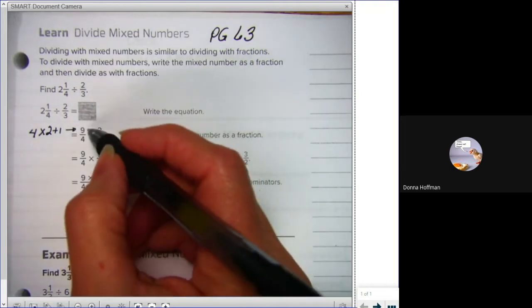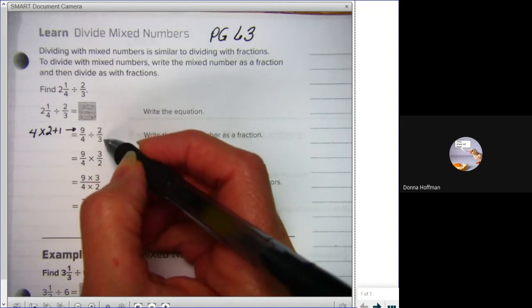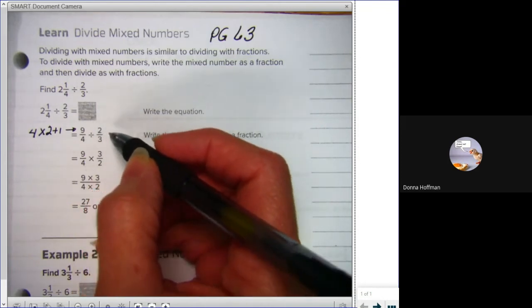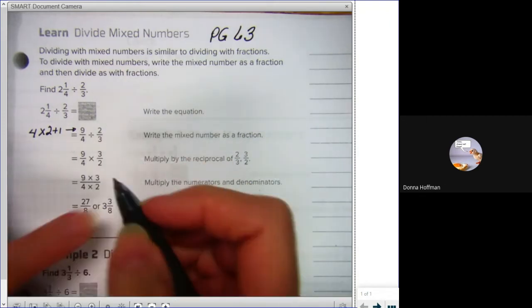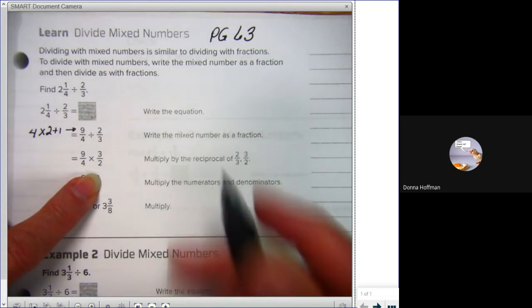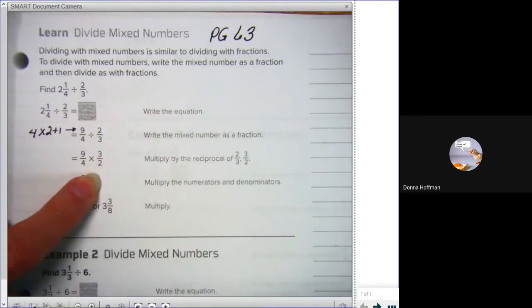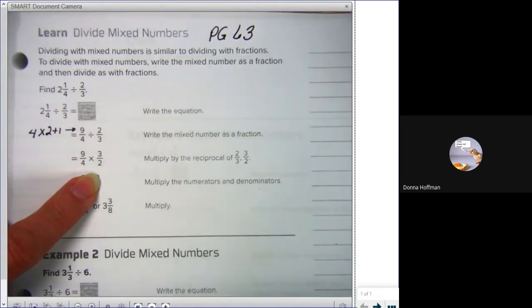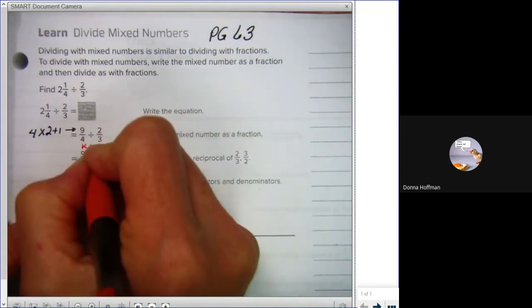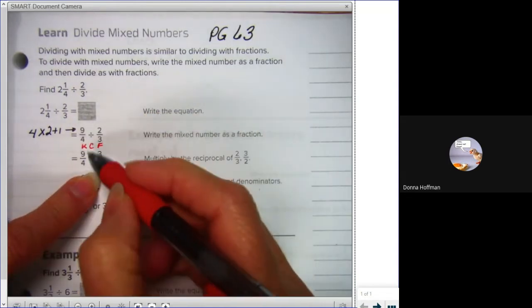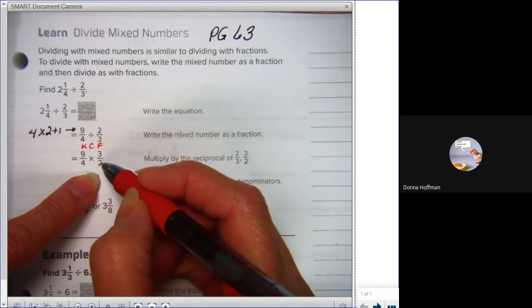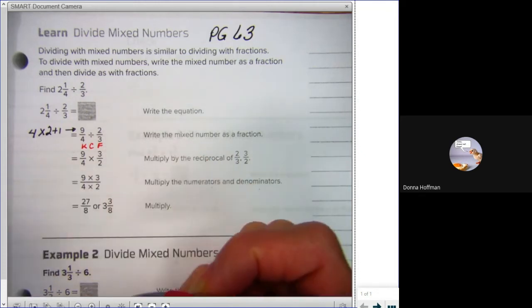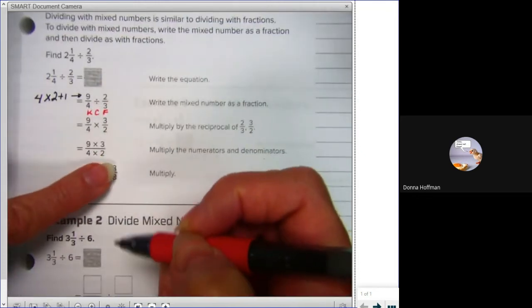Once you are in AB form divided by AB form, or improper fraction form, you're going to go ahead and do your keep, change, flip. And that's what they're doing right here, multiplying by the reciprocal. So that's where the keep, change, flip comes in. The first fraction stays the same. You change from division to multiplication, and then you flip the reciprocal, where the numerator now becomes the denominator and the denominator now becomes the numerator.